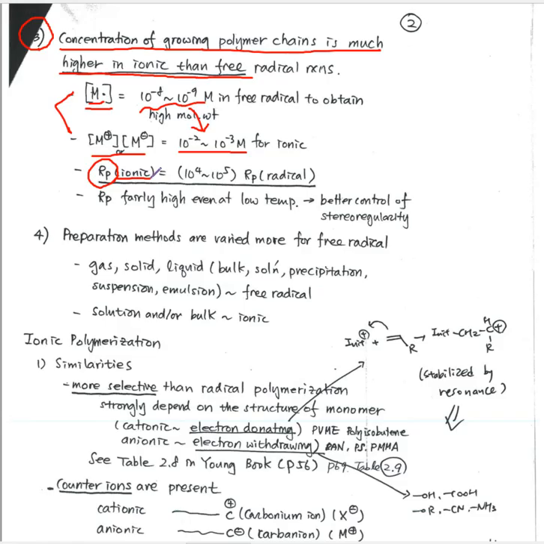We learned previously, when we learned about free radical polymerization, that free radicals are extremely reactive. Within a few seconds, we can achieve around 1,000 monomers attached to the growing chain, right? But in ionic polymerization, the rate is even much faster than free radical polymerization. So Rp is really high even at low temperature.